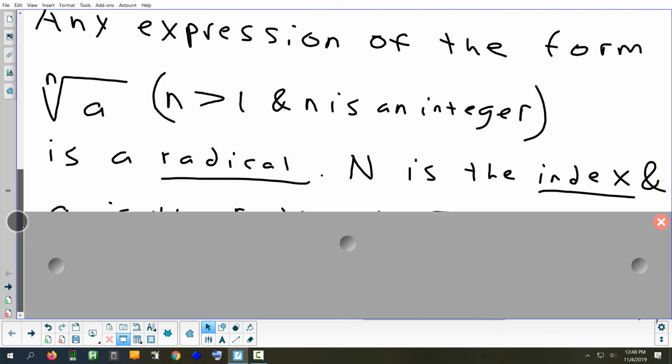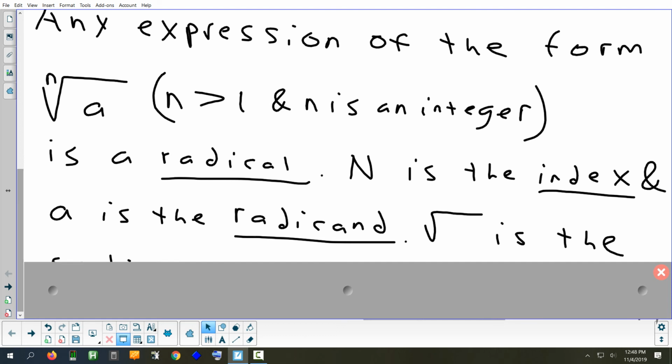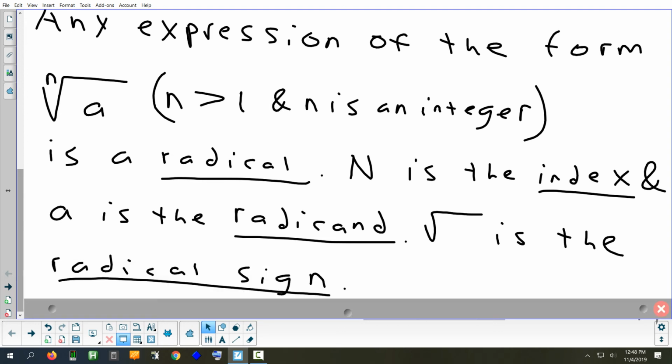When we're dealing with radical functions, the thing under the radical, the a, is called the radicand. It's just the thing that's under the root. And the actual symbol that looks kind of like a check mark with a horizontal line in it is the radical sign. Are there any questions on any of those terms? Kind of a lot of vocabulary up front: index, radicand, radical, radical sign.